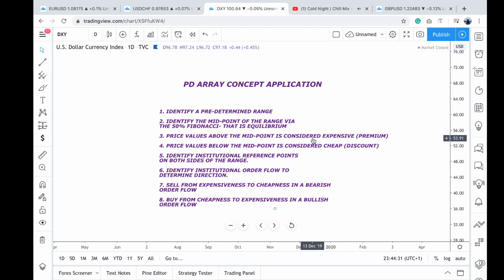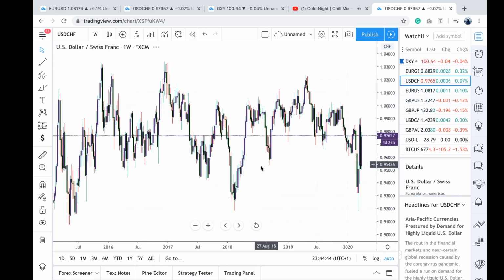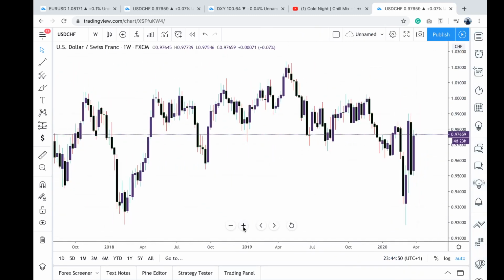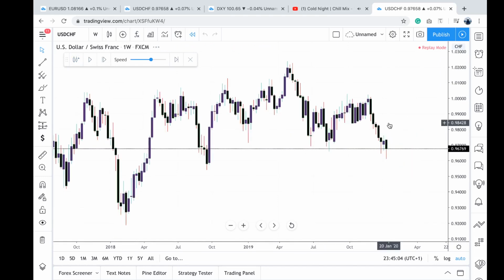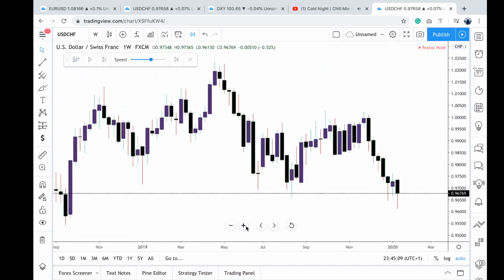Right, so what we're going to do now is try to apply this PD array concept in 2 examples, and then after that you can do your homework trying to apply the same concept. So what we're going to do first is look at recent price action. Right, so this is USD CHF. An example, we're going to put the market around this level. This is USD CHF on a weekly basis.